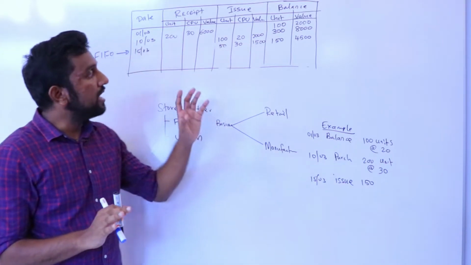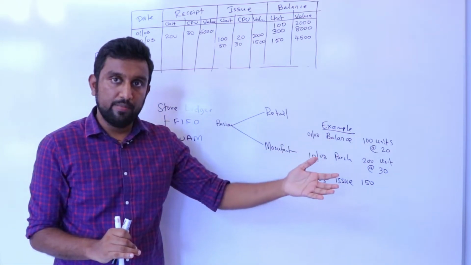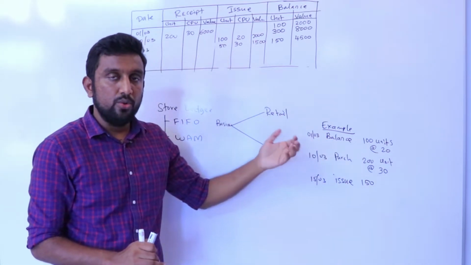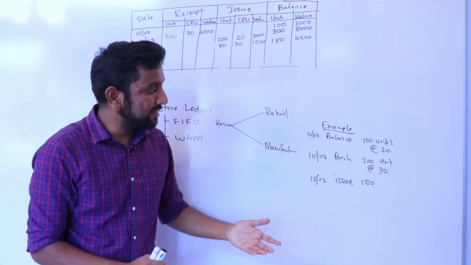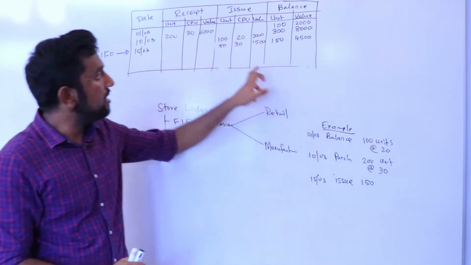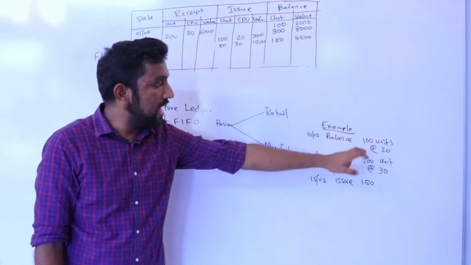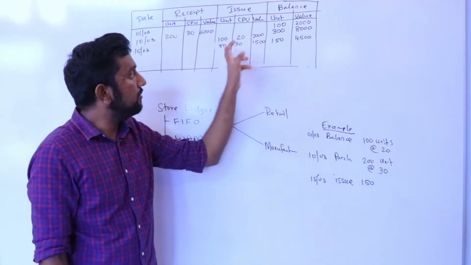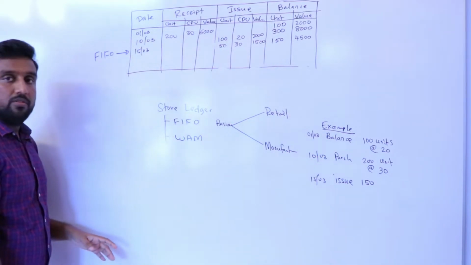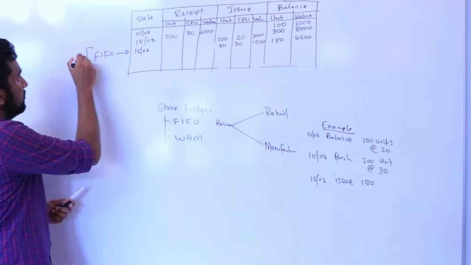Clear? So in FIFO method, when we are issuing to the customer or to the manufacturing plant, you have to give the priority based on the date. In this scenario, I am issuing 150. I can't issue 150 from here. So I am taking 100 first at the price of 20 because the price we had is 20. Then I am taking from this one, the remaining 50 at the price of 30. So this is how the FIFO method works. So that is the first method.